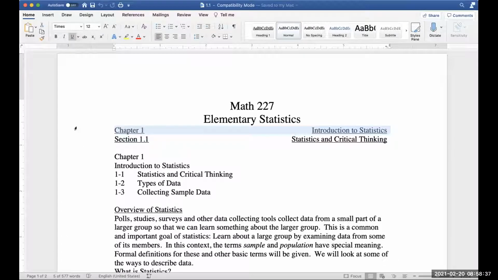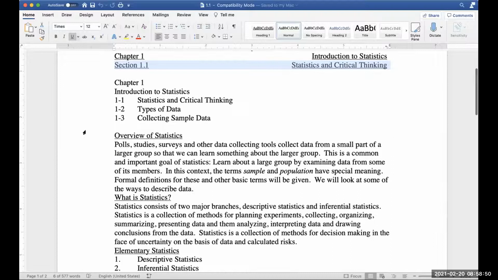Chapter 1, Introduction to Statistics. So, section 1.1 is on statistics and critical thinking. First, we're going to have an overview of statistics.